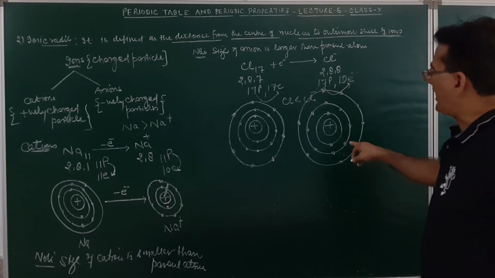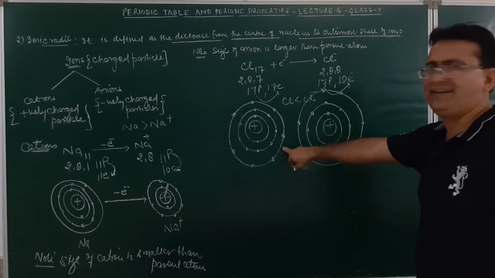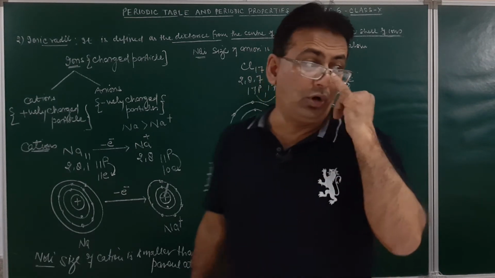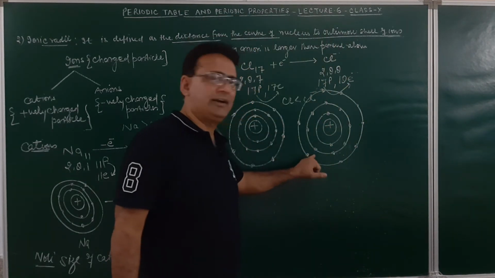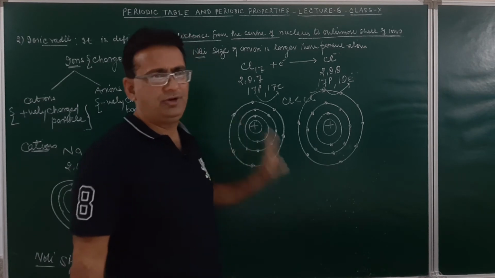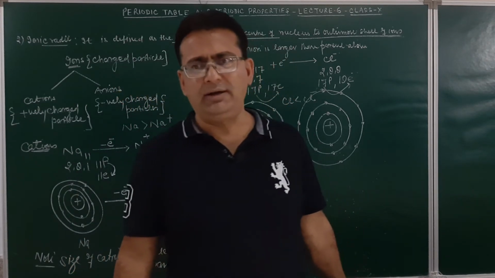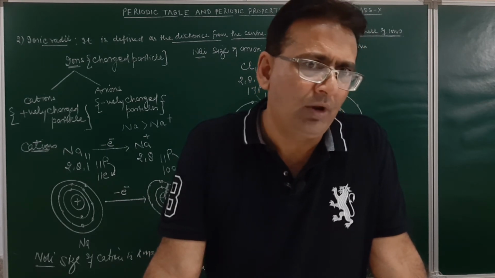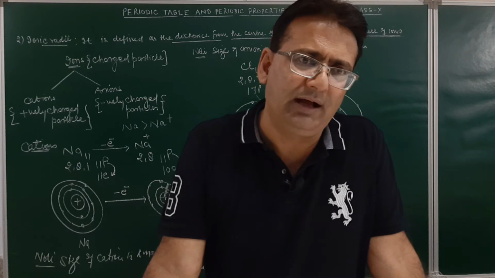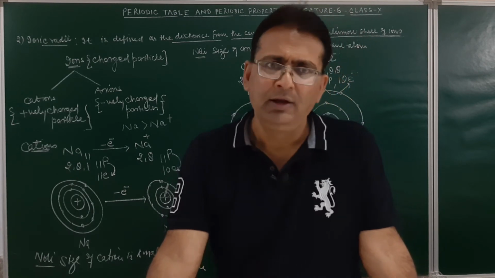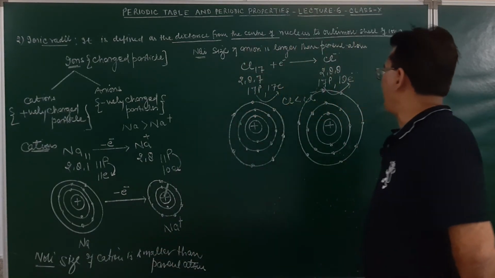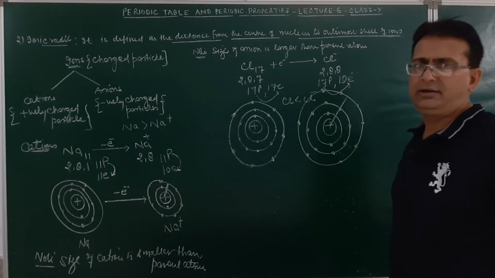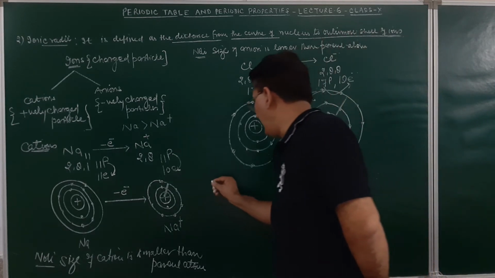Yes. So size of anion, you may see this is bigger in size than this. Size of anion is larger than that of a parent atom. Because in this case, the nuclear attraction is less. Here the nuclear attraction is more. So student, always remember that the size of cation is always smaller than the parent atom, and the size of anion is always larger than the parent atom. Am I clear? What is ionic radii? The distance from the center of the nucleus to the outermost shell of the ion. Is it clear? Now, isoelectronic species.